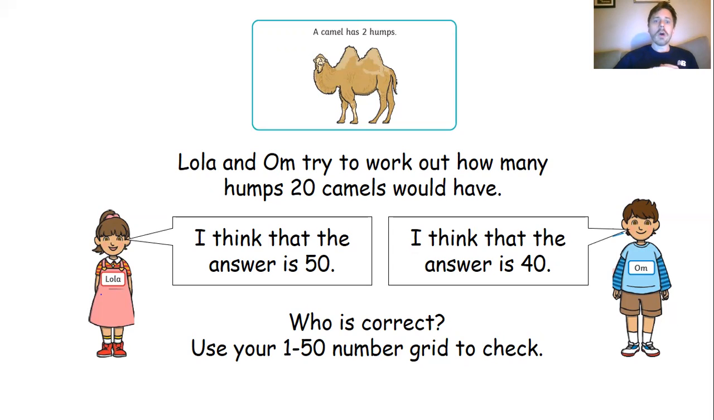So Lola and her friend are trying to work out how many humps 20 camels have. We've got speech bubbles there to say what the characters are saying. Now, Lola thinks that the answer is 50, whilst he thinks the answer is 40. Who is correct? What you need to do is use your 1 to 50 number grid to check. Now, this is only a 1-step word problem, but it's still a prove it word problem. So you need to prove who is right. So grab your 1 to 50 number grid and off you go.